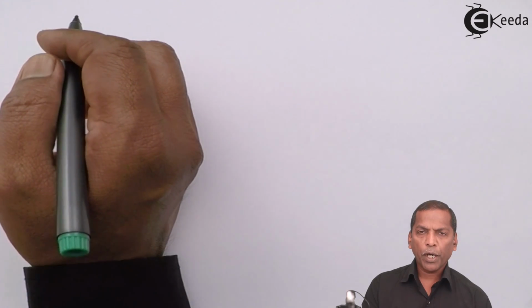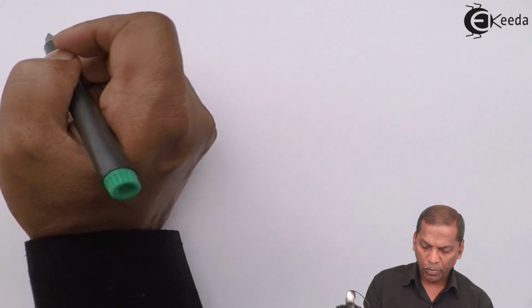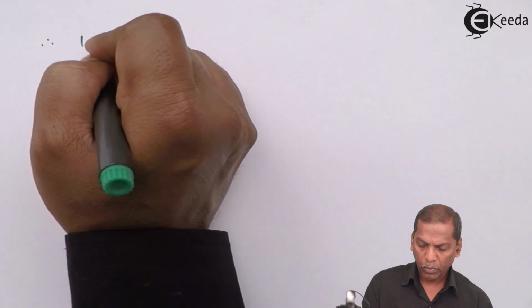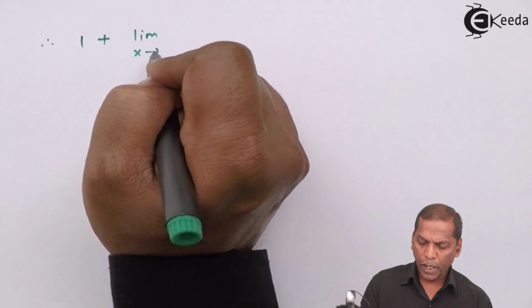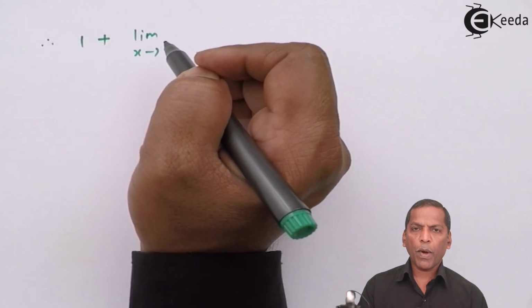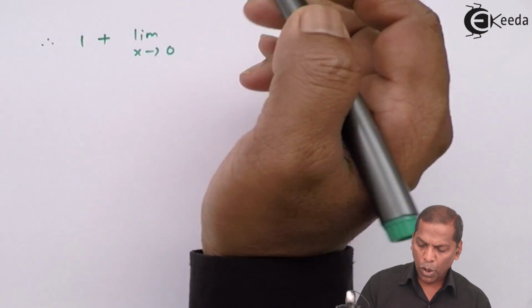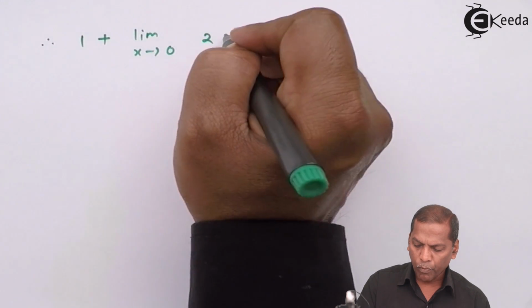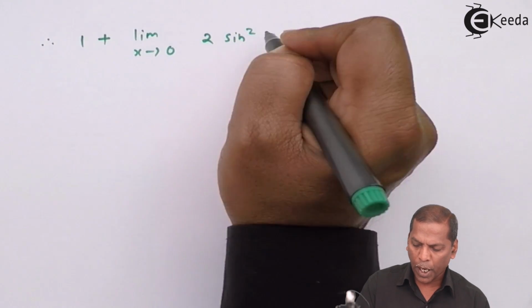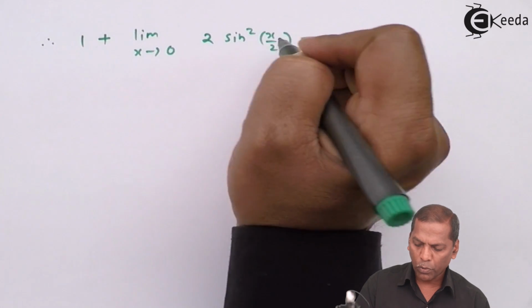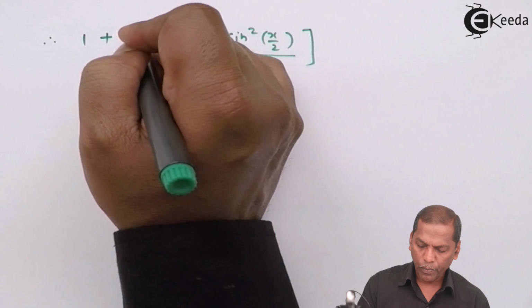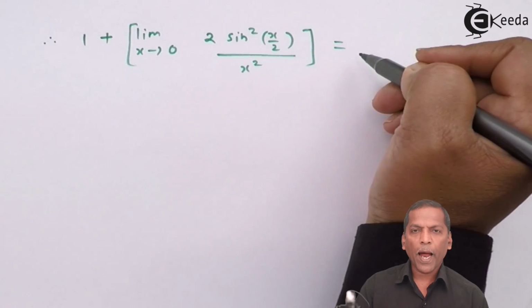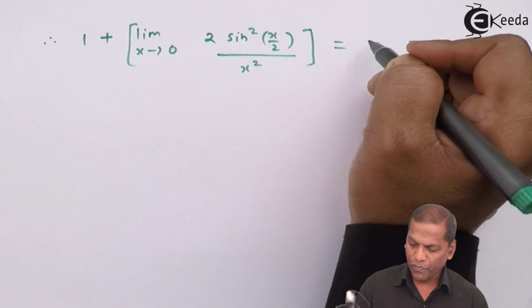Now the first limit gives us log e, that is 1, plus limit x tends to 0. Now 1 minus cos x, so by using trigo formula, we get 2 sine square x upon 2, upon x square, and that equal to f of 0.